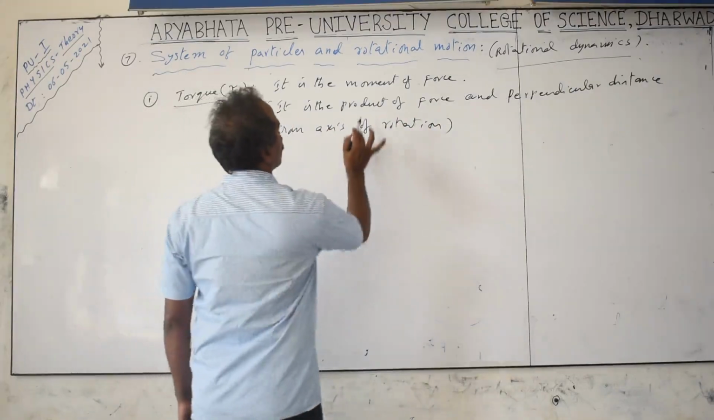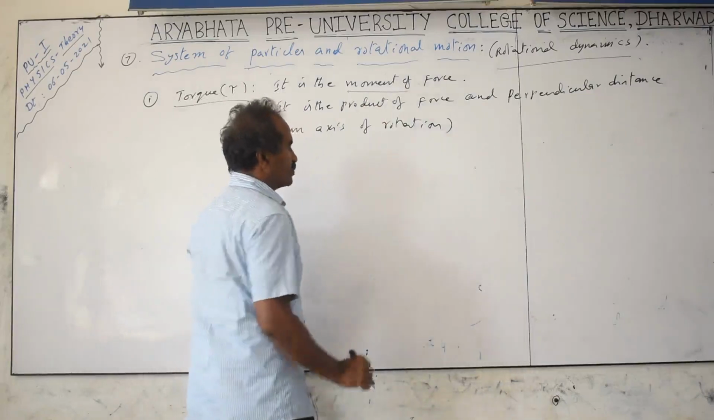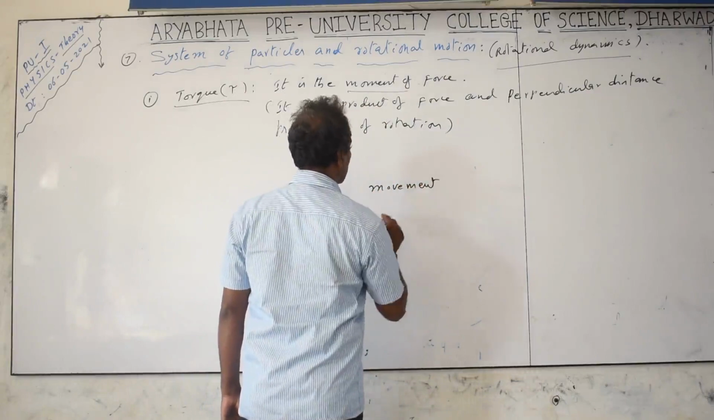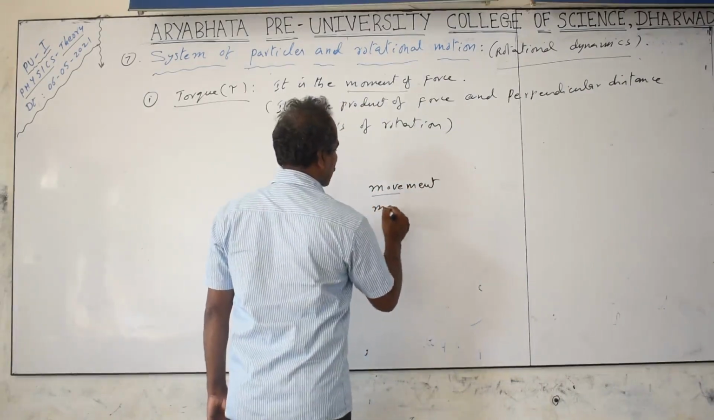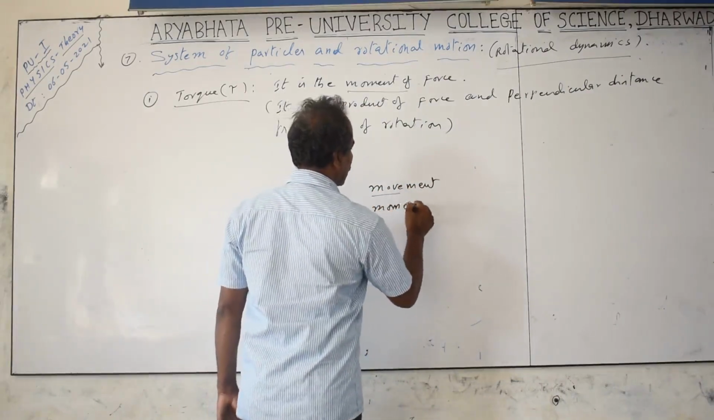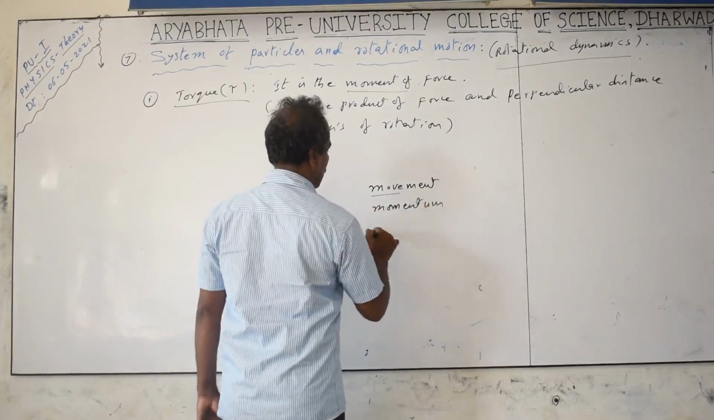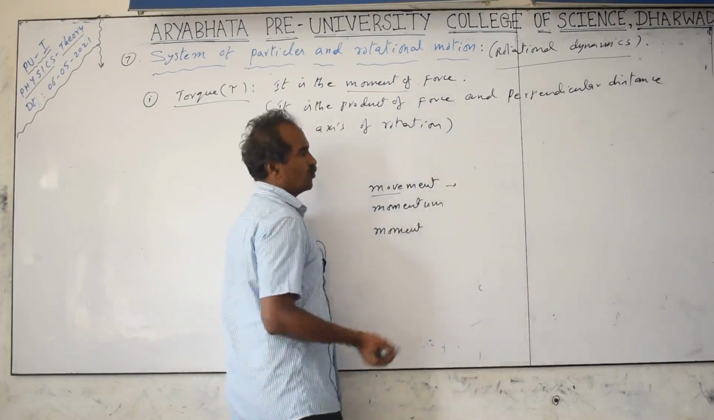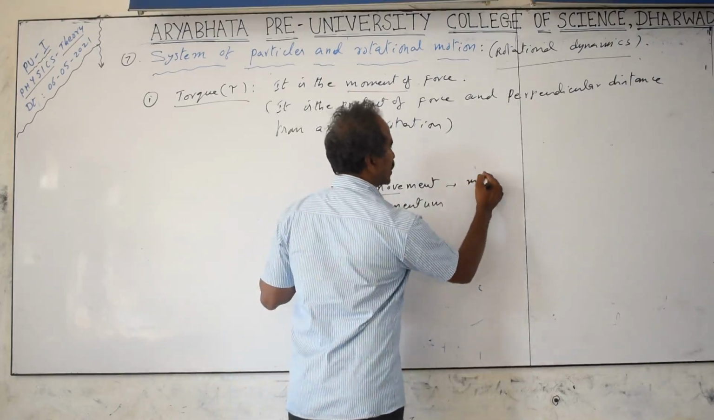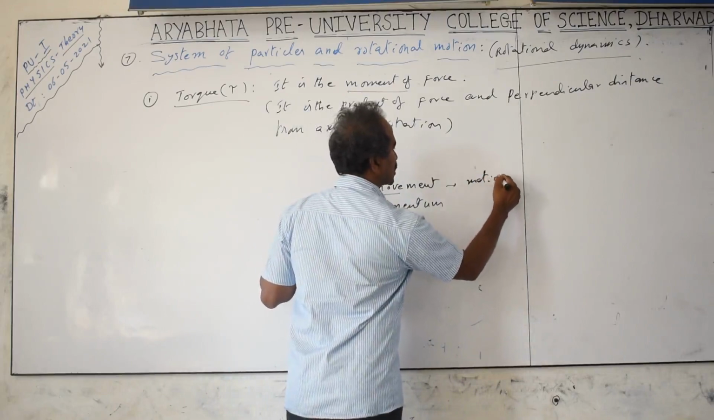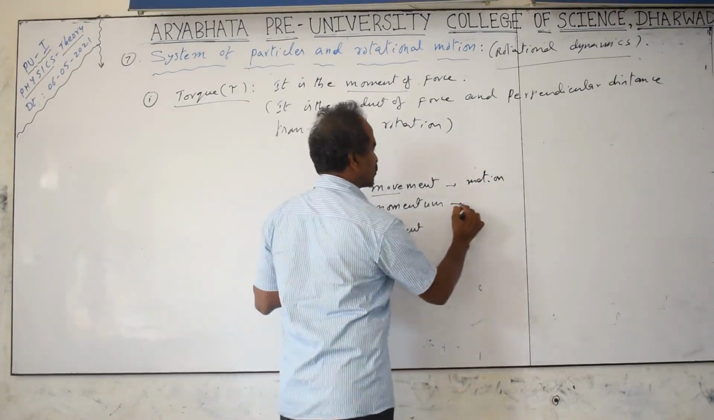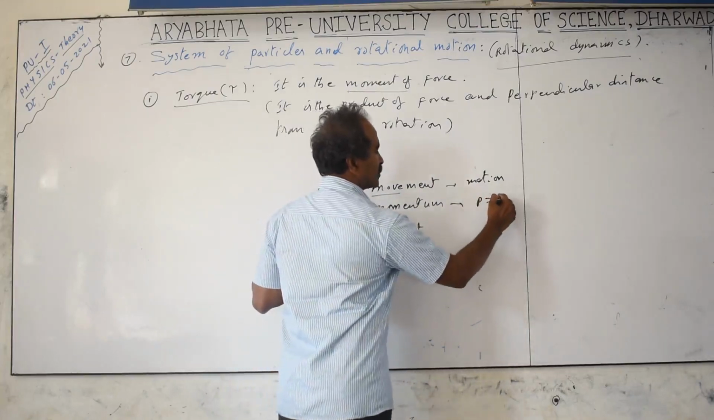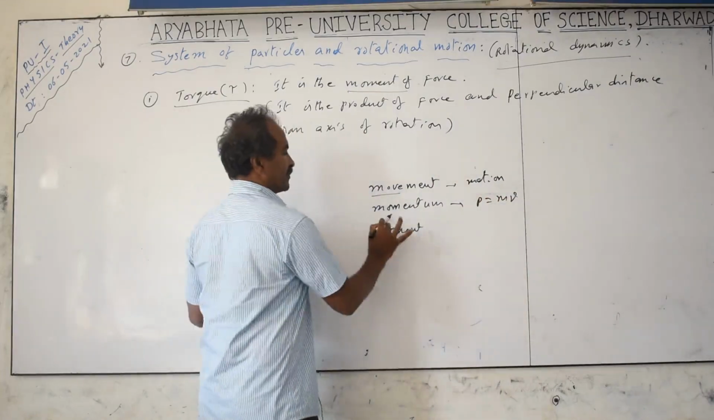You have to be careful with the term moment, M-O-M-E-N-T. Movement, M-O-V-E-M-E-N-T, is another word, and another one we use is momentum. Movement means motion, a word related to an object in motion. Whereas momentum is the product of mass and velocity. The symbol we take is P. P equals mass into velocity is momentum.